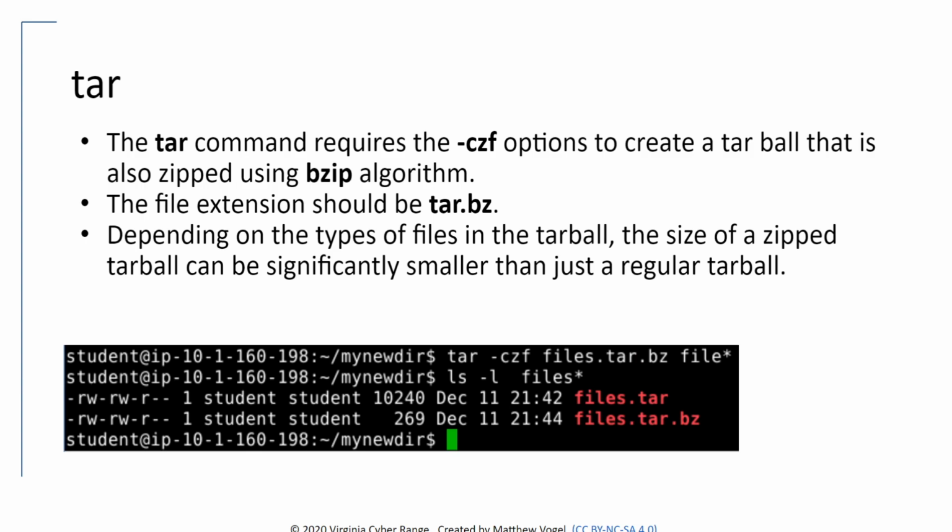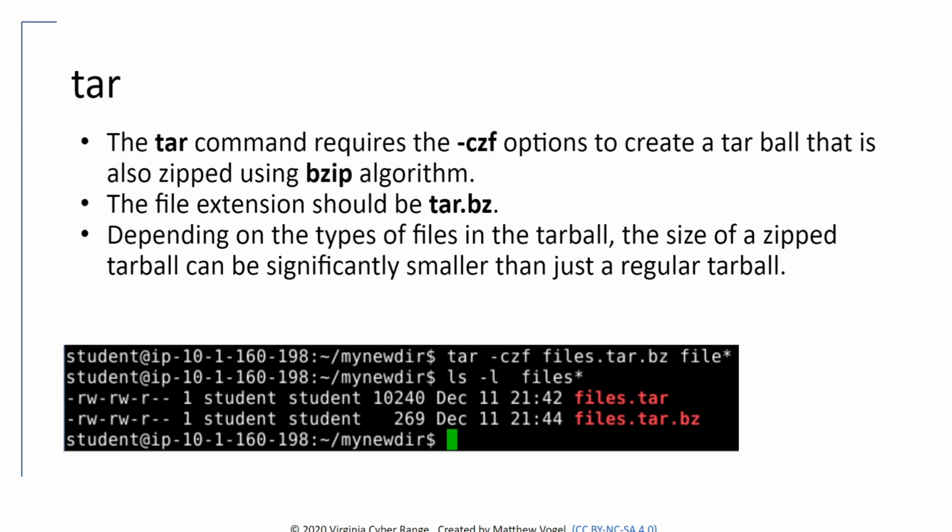The tar command requires the -czf options to create a tarball that is also zipped using bzip. So that file extension should be tar.bz. Okay, depending on the types of files in the tarball, the size of a zip tarball can be significantly smaller than just a regular tarball. So you see the command there is tar -czf files.tar.bz and then file asterisk. So it gives you the option to do all those in a zip format.